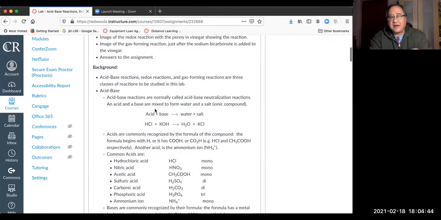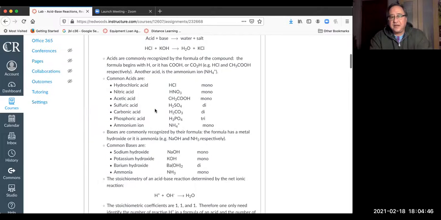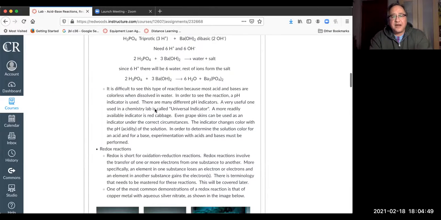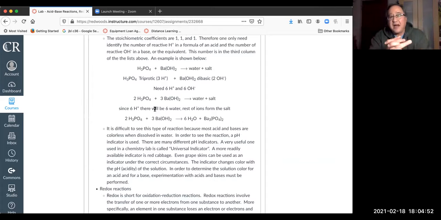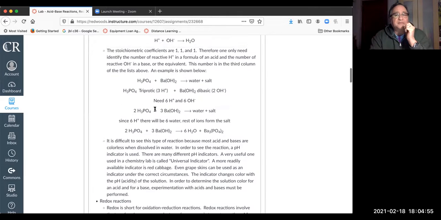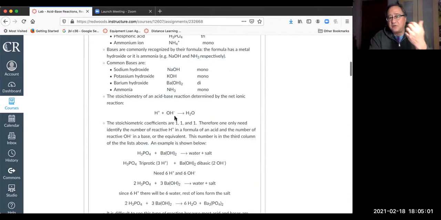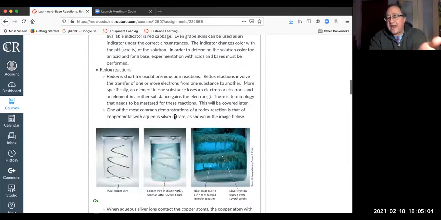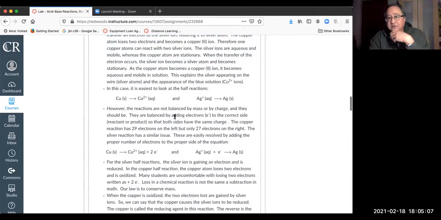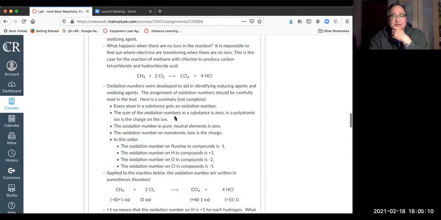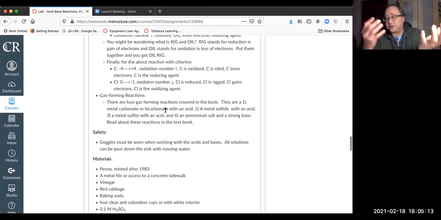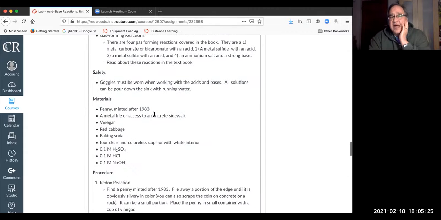So in the background, I talk about acid-base reactions, and how you balance them. I talk a little bit about different acids and different bases, the net ionic reaction. Redox reactions, I tell you how to figure out that you have a redox reaction and how to analyze them. And in the gas forming reactions, there's 4 of them in the book, so you want to take a look at those. They're in a nice little table, easy to read. So we're going to be doing all of these in this particular lab.